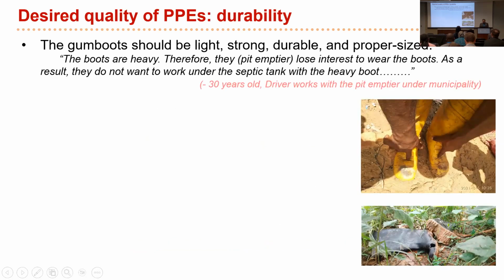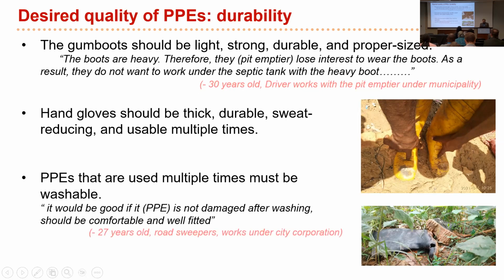They found there were some issues with the gumboots, because they should be light, strong, durable, and the size should be proper. But sometimes they found that the boots were heavy. They lose interest in wearing them, and sometimes the material is such that after wearing a few times, they get damaged and thrown out. The same issues with the hand gloves. They should be thick, durable, sweat reducing, but previously what they had was not according to the quality that they expected. And one important thing is that these PPEs have to be washed quite frequently. So after a few washings, if it gets damaged, then it's no use to them.